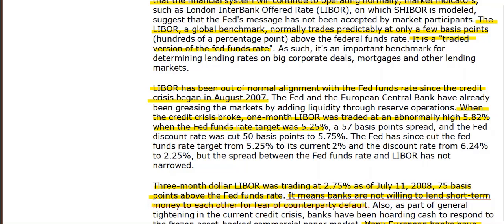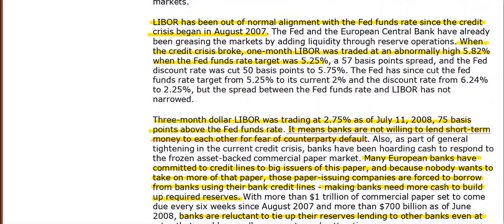When the credit crisis broke, the 1-month Libor was traded at an abnormally high 5.82% when the Fed funds rate target rate was 5.25%, a 57 basis point spread, and the Fed discount rate was cut 50 basis points to 5.75%. The Fed has since cut the Fed funds rate target from 5.25% to its current 2%, and the discount rate from 2.24% to 2.25%. But the spread between Fed funds rate and Libor has not narrowed.